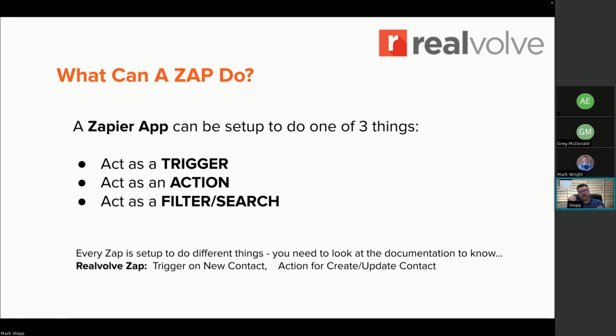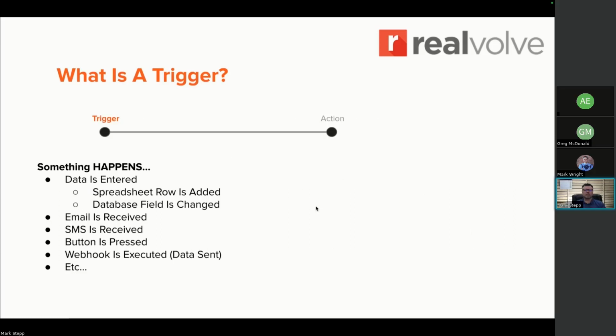It has an action which actually does something, and then there is the ability to do some filtering or searching, and we're not going to get into that very much. We're basically going to concentrate on the trigger and the action. But every Zap that you do will have these two elements: trigger and action. The filter option is optional.